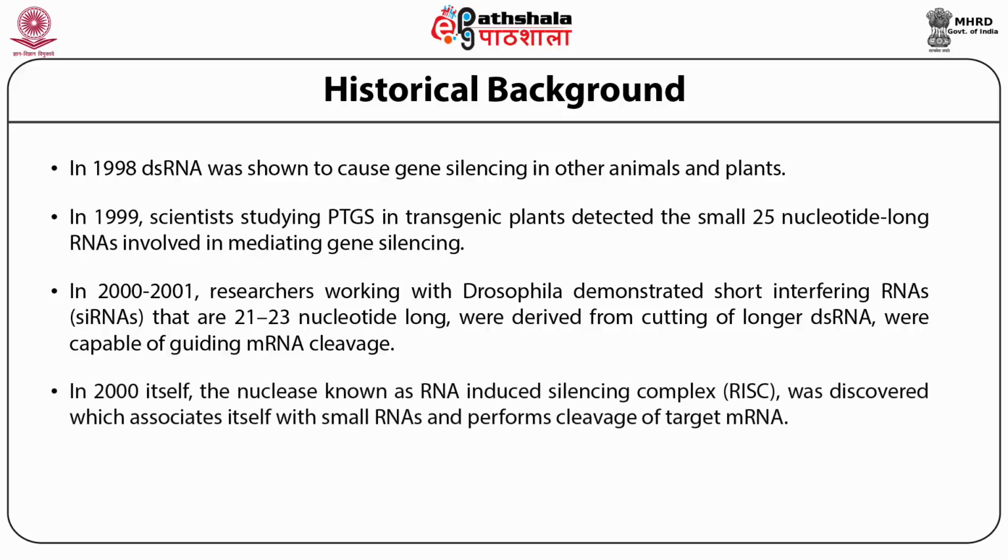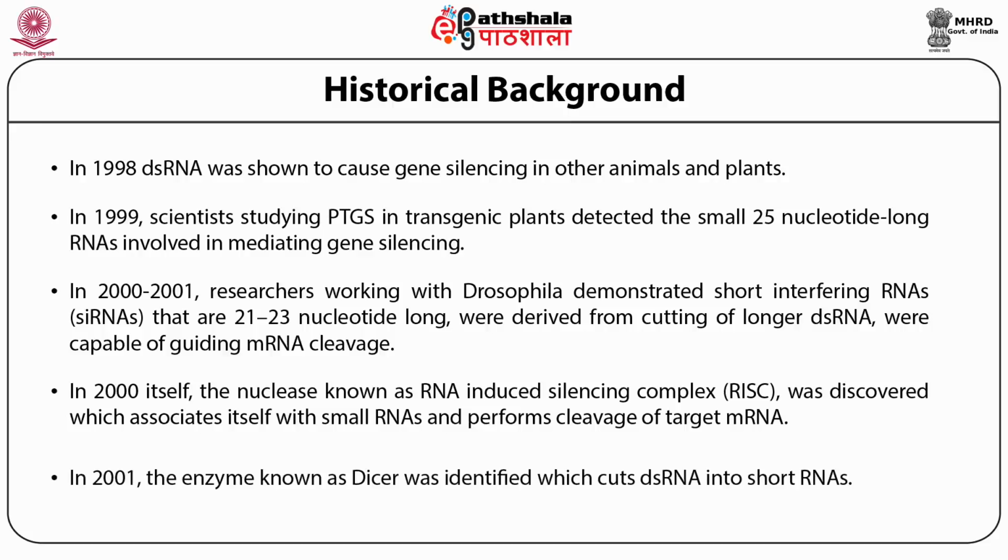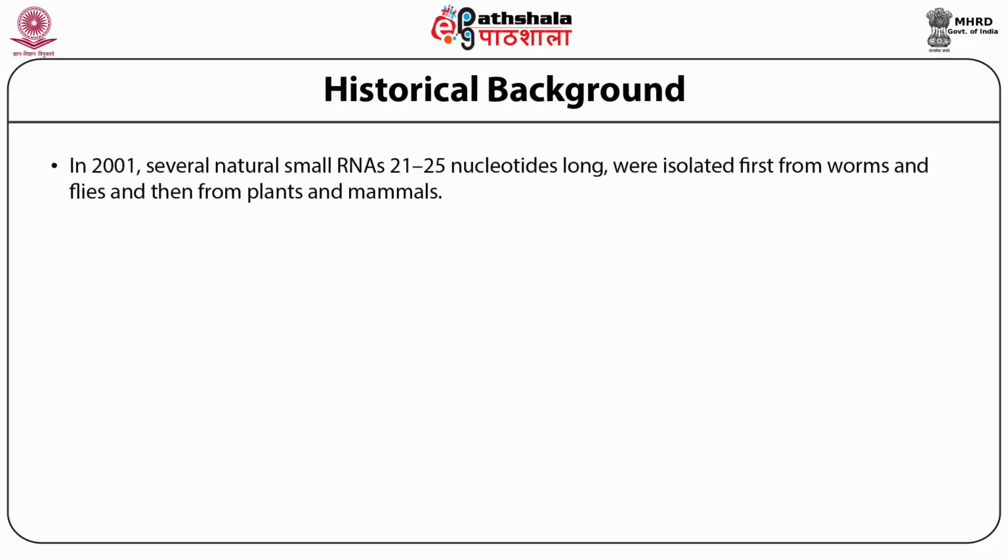In 2000 itself, the nuclease known as RNA-induced silencing complex, or RISC, was discovered, which associates itself with small RNAs and performs cleavage of target mRNA. In 2001, the enzyme known as Dicer was identified, which cuts double-stranded RNA into short RNAs. In 2001, several natural small RNAs ranging from 21 to 25 nucleotides were isolated first from worms and flies and then from plants and animals.